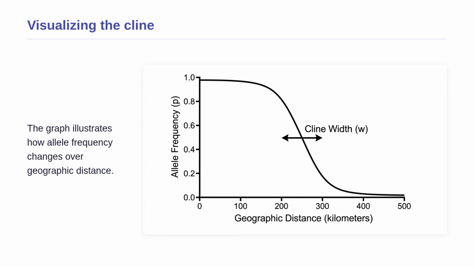It starts high, meaning one trait is dominant in that region. As we move across the landscape, the curve drops steeply. That steep middle section, marked by the double-headed arrow, is the cline width we just calculated. It visually represents the transition zone where the two evolutionary forces of migration and selection are actively battling.